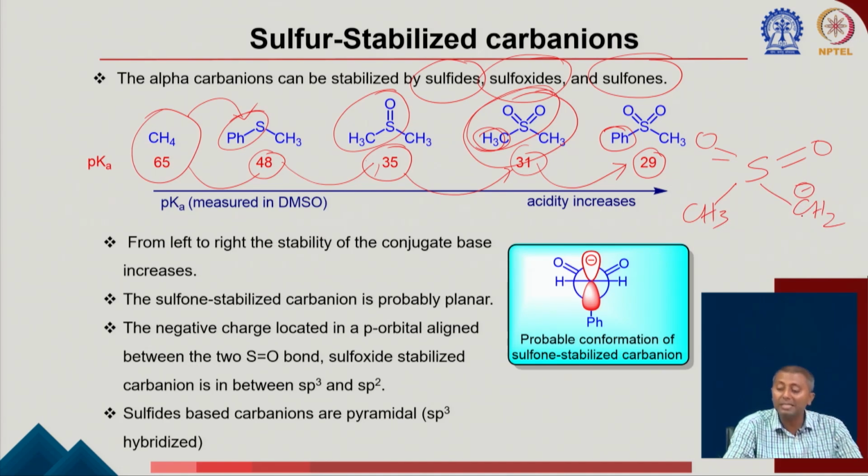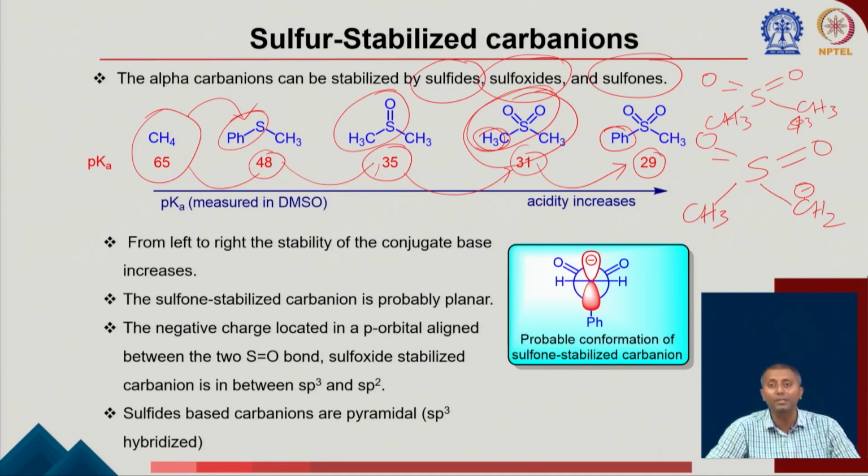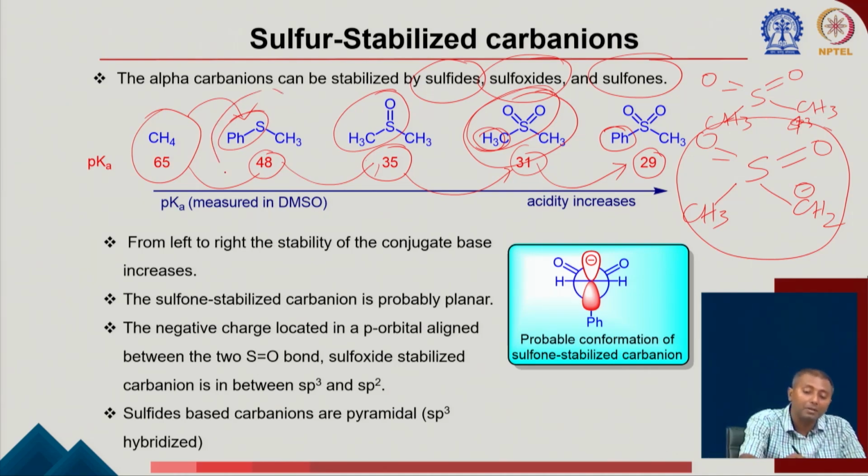Once you have a CH3 here, this carbon will have sp3 hybridization, and it's pyramidal. But once it becomes CH2 minus, this will achieve planarity. People have done theoretical calculations and also some NMR studies. From the carbon NMR studies they found that the corresponding carbanion from the sulfone is actually a planar shape. But the carbanion from a sulfide, this CH2 minus, still has a pyramidal shape.